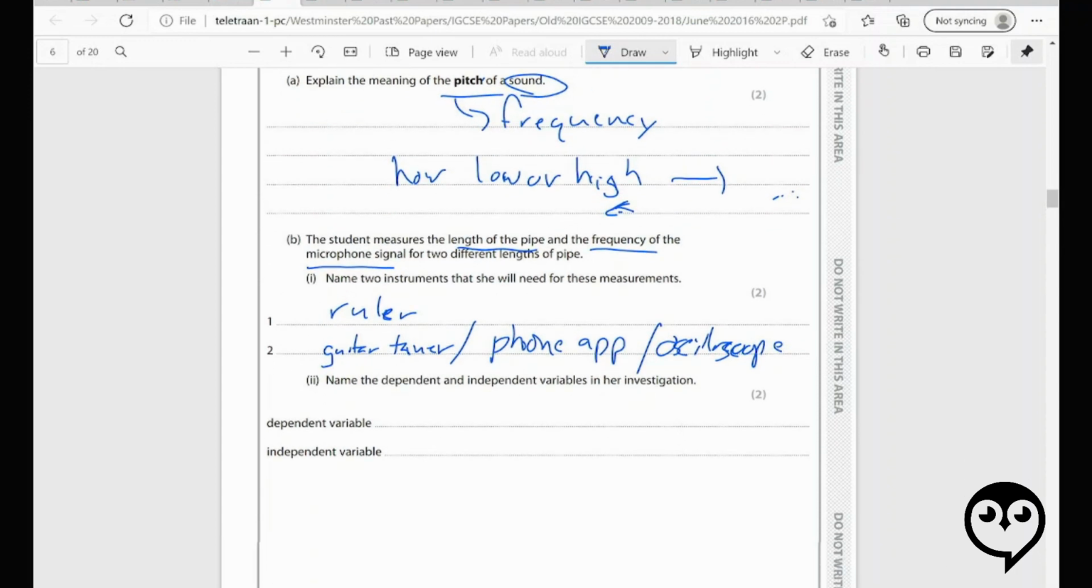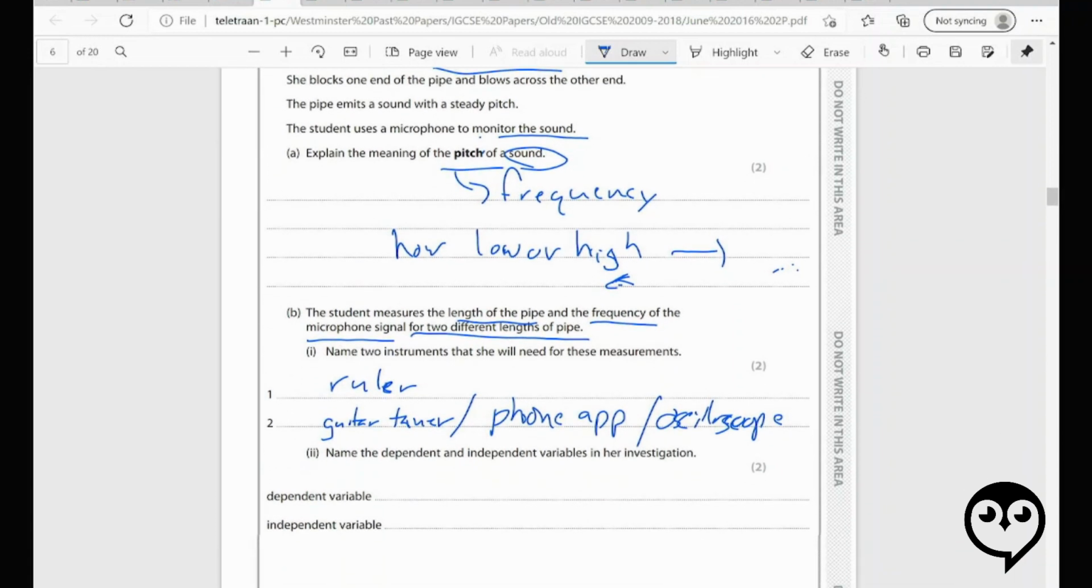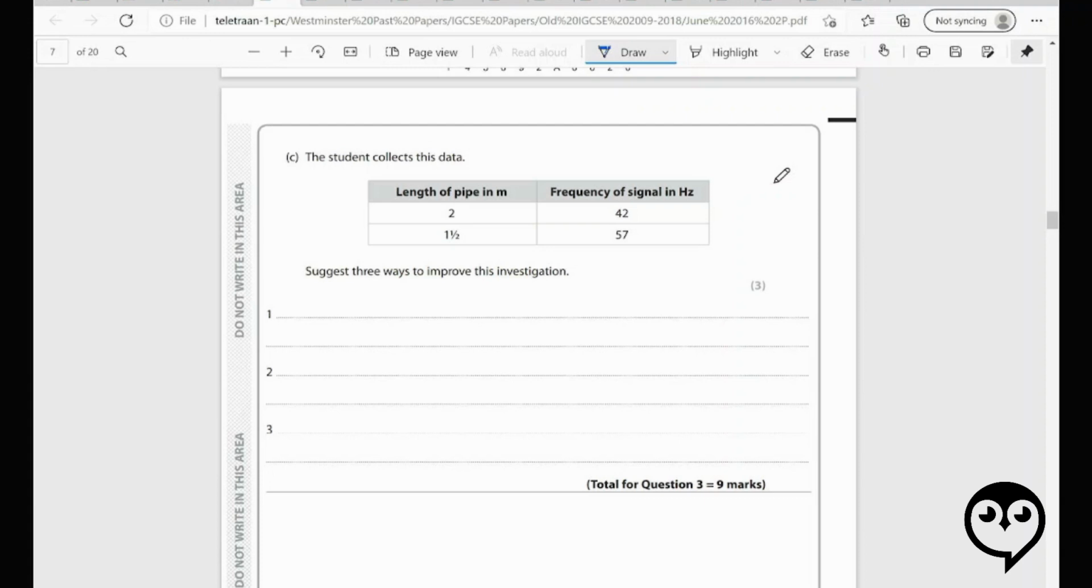That'll go. Name the dependent and independent variables. Well, what were they doing? They were doing an experiment. They had 2 different lengths of pipe. So I would say that's the independent variable, length of pipe, and then the frequency was going to be the dependent variable, wasn't it? And this is the data that they collect.